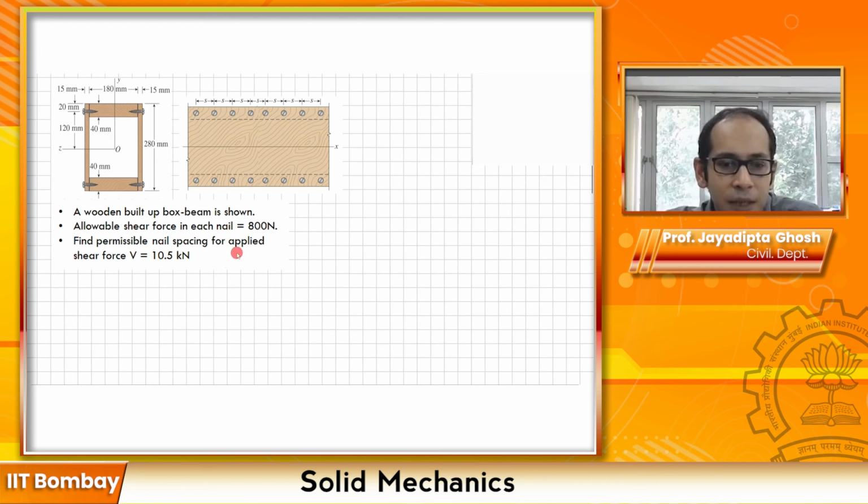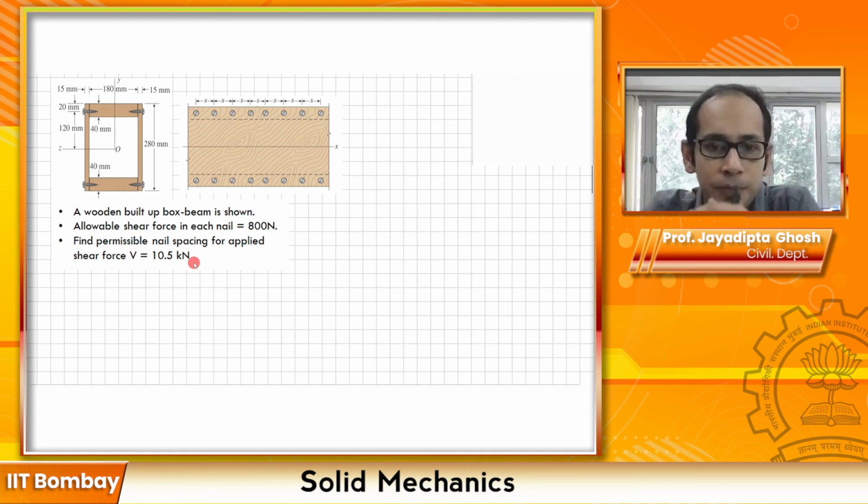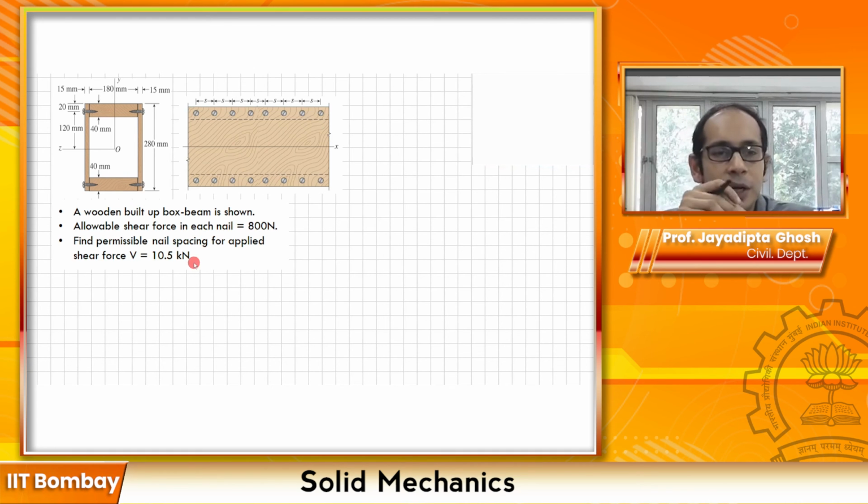And it says that the applied shear force, so this entire cross section is subjected to a shear force of 10.5 kilonewtons. So how do we do this problem? Before we start writing it down, we know that Q times S equals F, and that will give us the spacing. So let's write the basic formula first. In this example, we'll go into a little more detail in finding the different parameters, so the idea is clear to you.